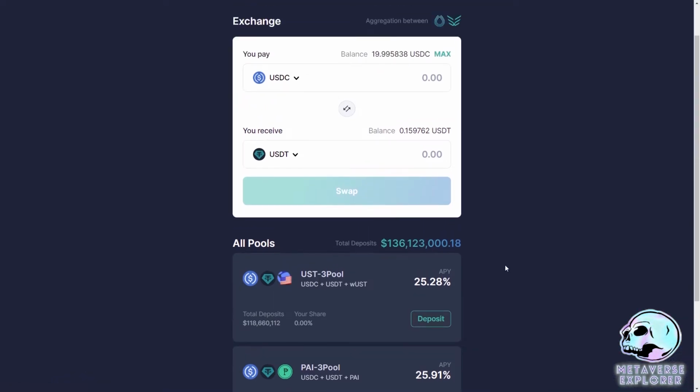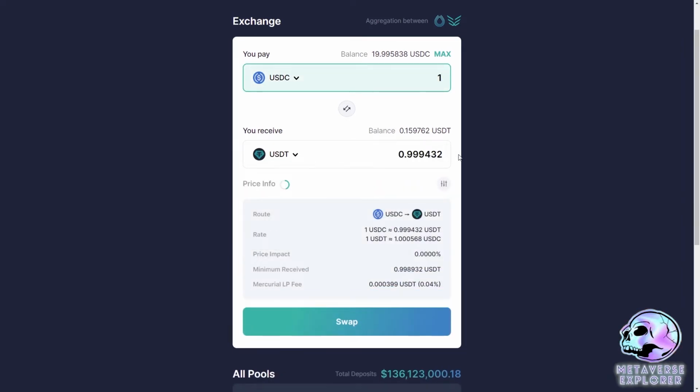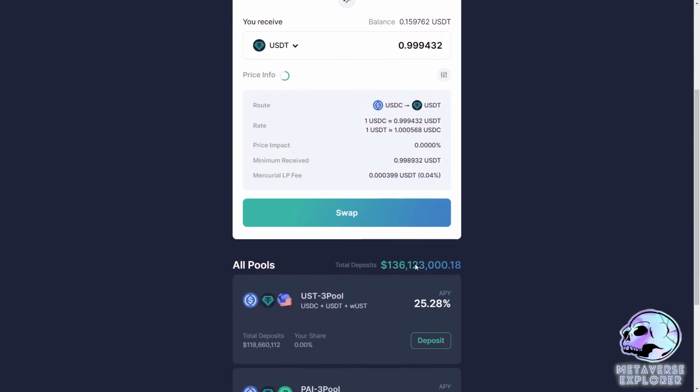If I want to swap one USDC to one USDT, you can see it's come up here. What route are we going to use? USDC, USDT, which is in this three pool. Okay, there are three assets in here: USDC from Circle, USDT from Tether, and wrapped UST from the Luna ecosystem. There is currently $118 million in this stable pool. And as you can see, I own 0.00 share, nothing.